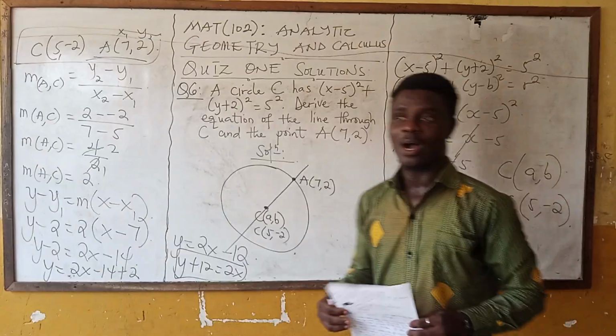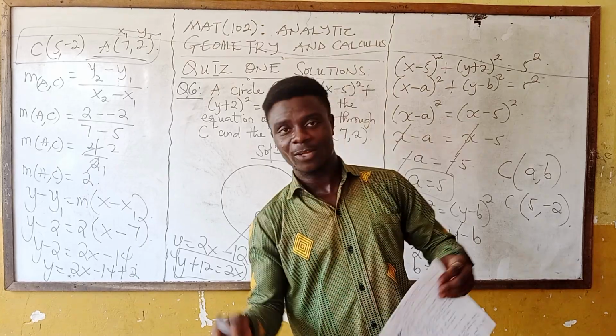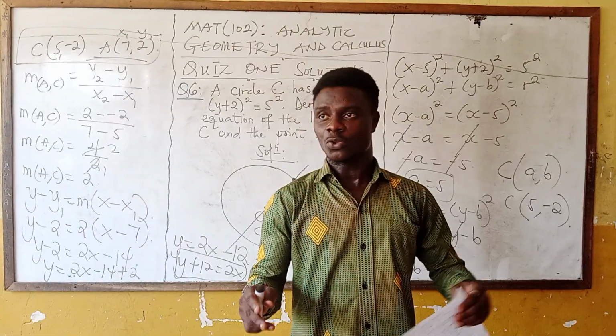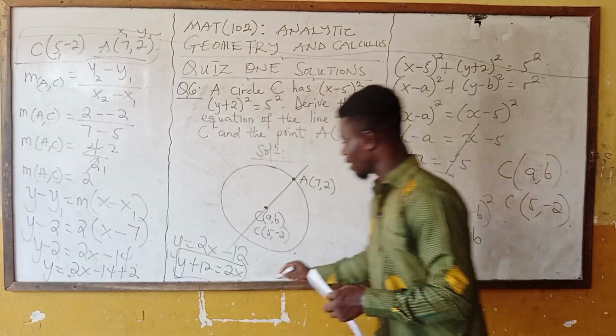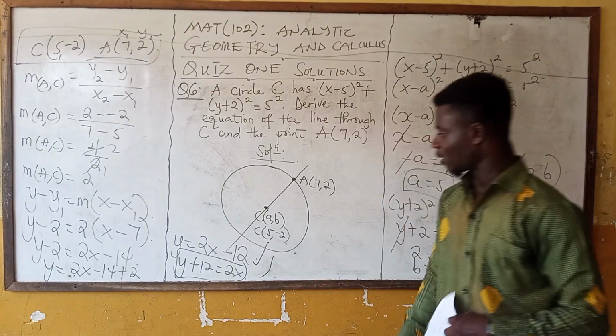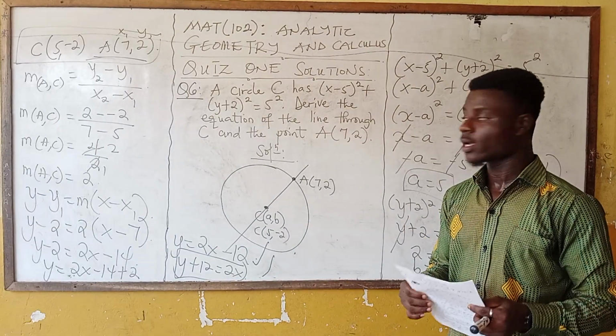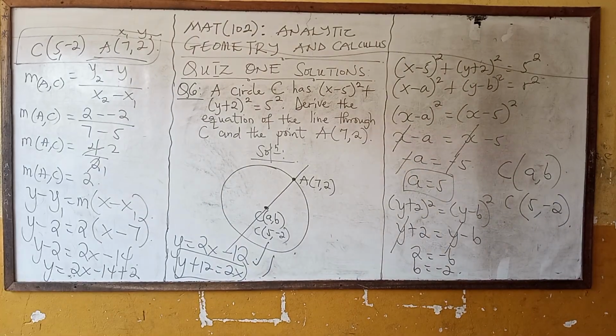So I don't know how Dr. Stephen Moore will take the question, whether to give a bonus or not. There is no answer inside the options. The answer is y equals x minus 12, or we can say y plus 12 equals x. So let's move on to our seventh question.